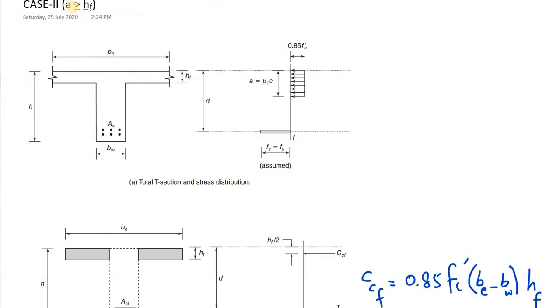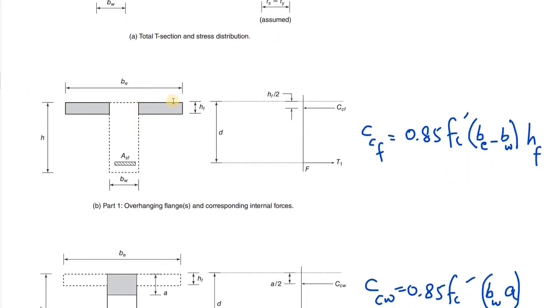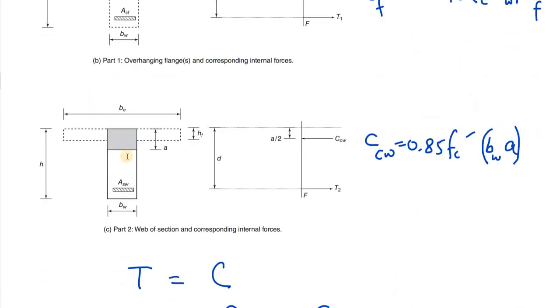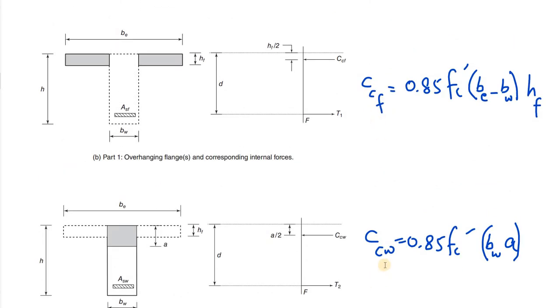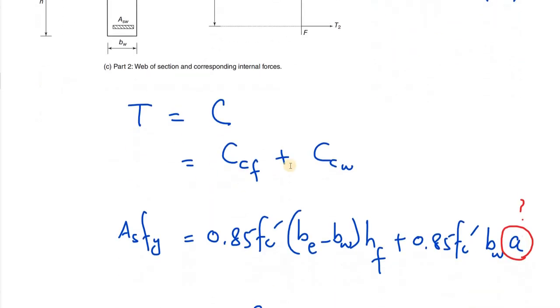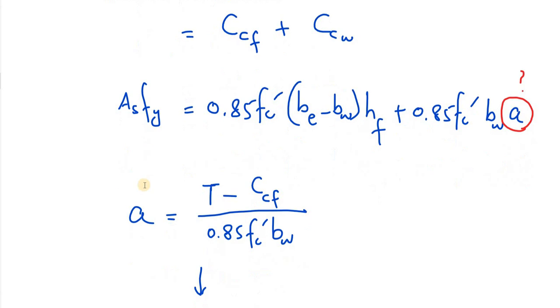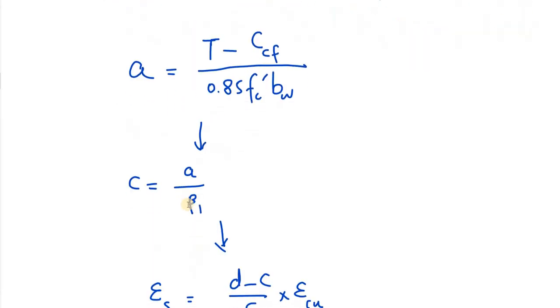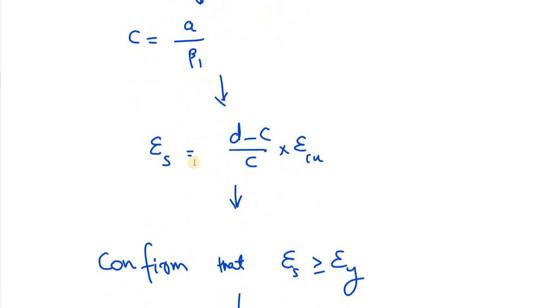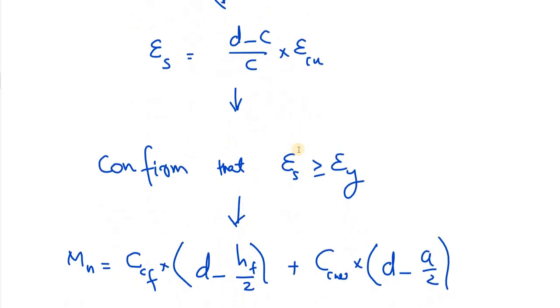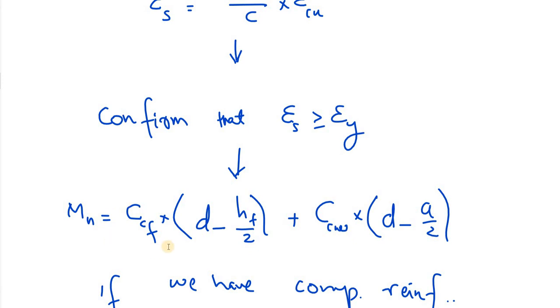So we will use the case 2 procedure for which A is equal to or greater than HF. In this case, we will break the actual cross section into two parts, one having these overhanging flanges and the other having only this web part. So we will calculate CCF and CCW based on these equations. We have discussed them. So now we are going to just use these expressions, and based on this we will be calculating this A value from this equilibrium equation, and then C value based on this, and then epsilon S value based on this C value, and then we will confirm our assumption and finally calculate Mn.